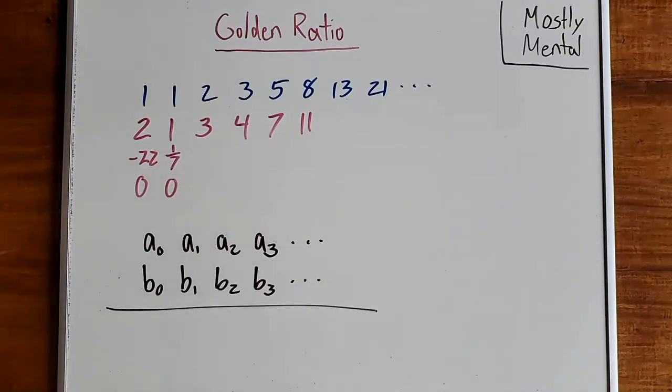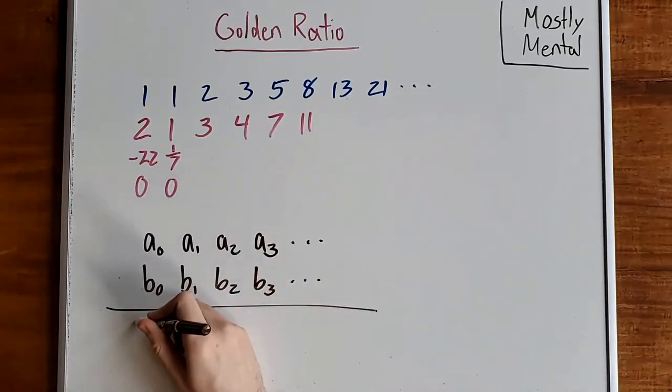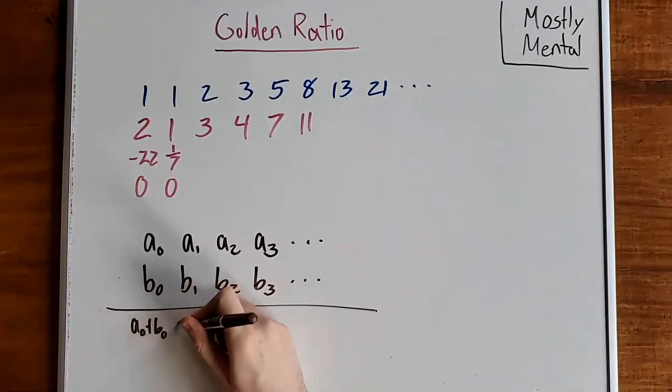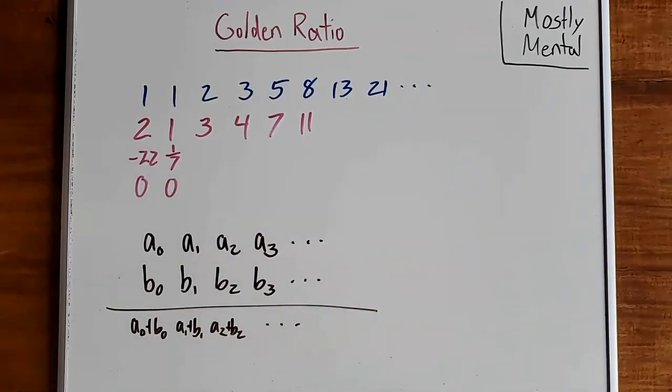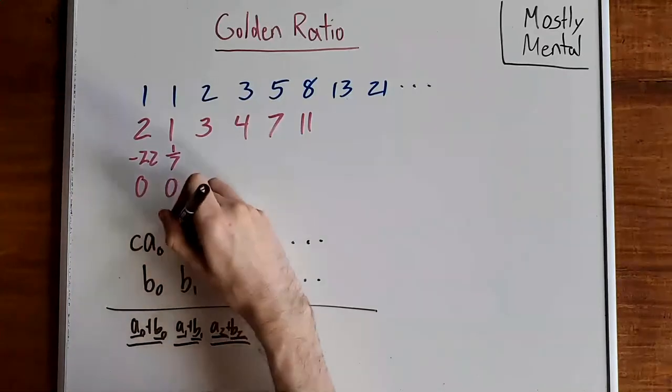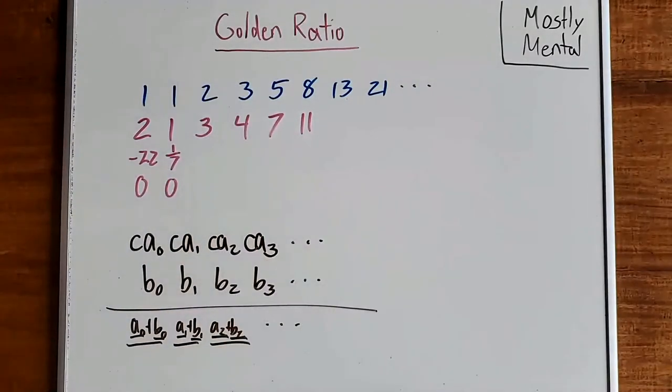And if we add these together, term by term, what we get is a0 plus b0, a1 plus b1, a2 plus b2, and so on. And notice that if we add a0 and a1, we get a2, and if we add b0 and b1, we get b2, so if we add this and this, we get this, which means the sum is also a Fibonacci-like sequence. And further, if we take one of these sequences and multiply all of the terms by the same number, then we get another Fibonacci-like sequence.